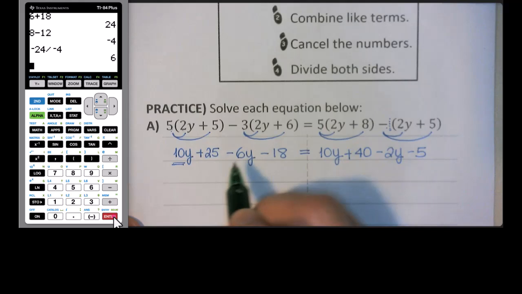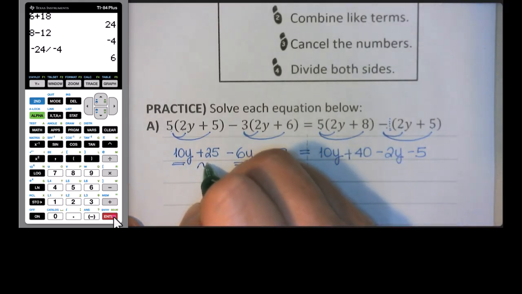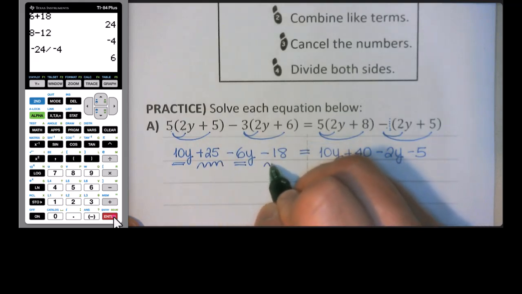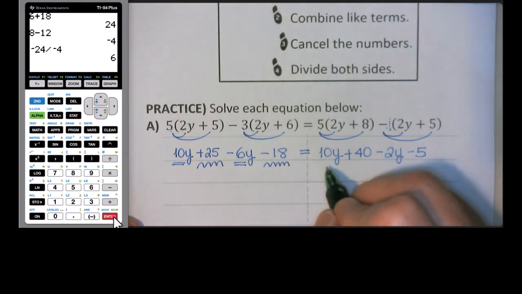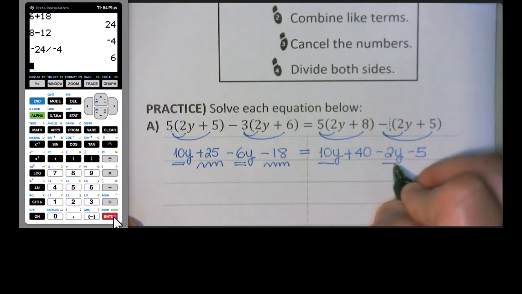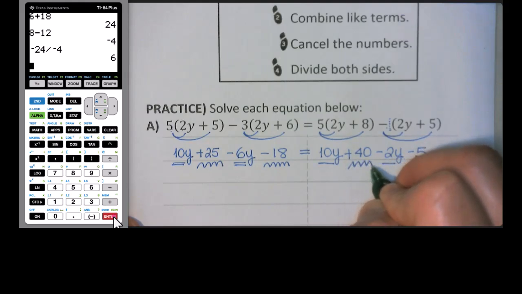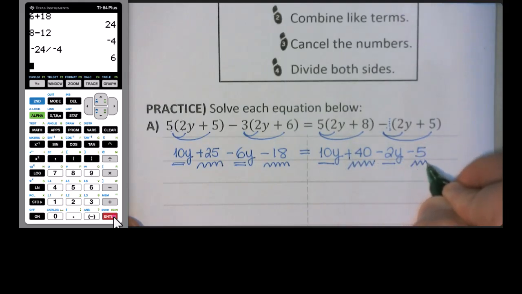Who can I combine with 10y? I can combine with 6y. Who can I combine with 25? I can combine with 18. On the other side, who can I combine with 10y? I can combine with negative 2y. And who can I combine with 40? I can combine with negative 5.